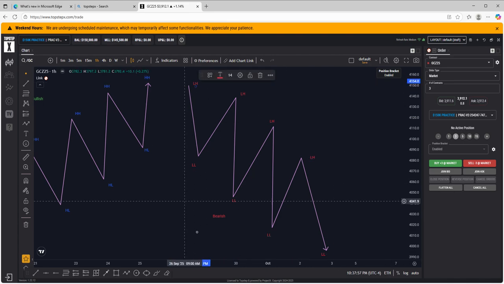Right, so with our bearish trend, we're gonna have lower highs and lower lows. Again, reading the chart from left to right, these lows are steadily decreasing. So this low is lower than this low, this low is lower than this low, this low is lower than this low, and so on and so forth.